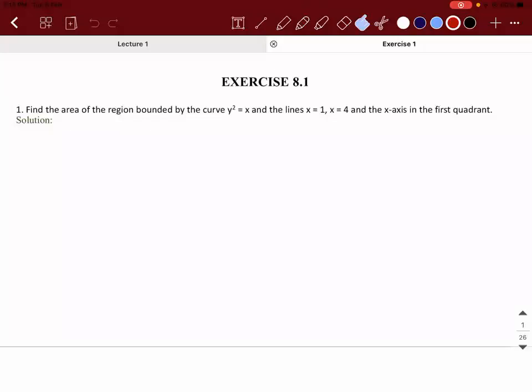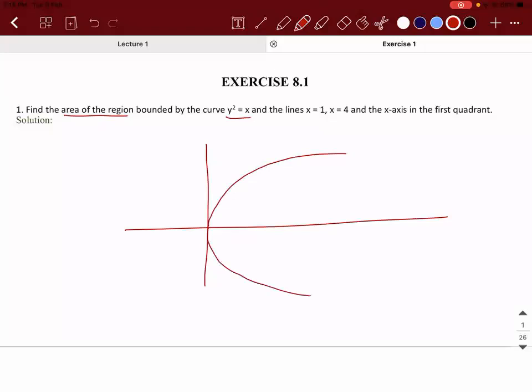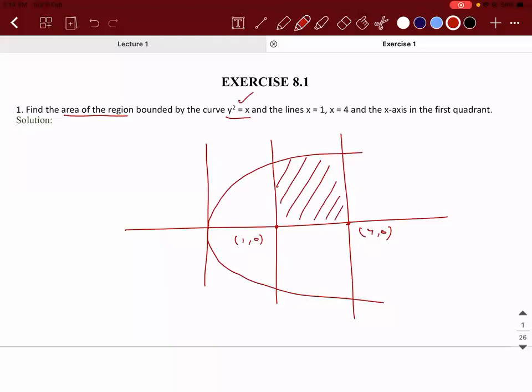Find the area of the region bounded by the curve y square is equal to x and the lines x is equal to 1 and x is equal to 4 and the x-axis in the first quadrant. So y square is equal to x is a rightward parabola. To this rightward parabola, you have two lines. X is equal to 1 is a line which is parallel to y-axis and x is equal to 4 is also a line which is parallel to y-axis. So this is 1, 0 and this point is 4, 0. So we need to find this area because they told find the area made by this curve with respect to the x-axis in the first quadrant.